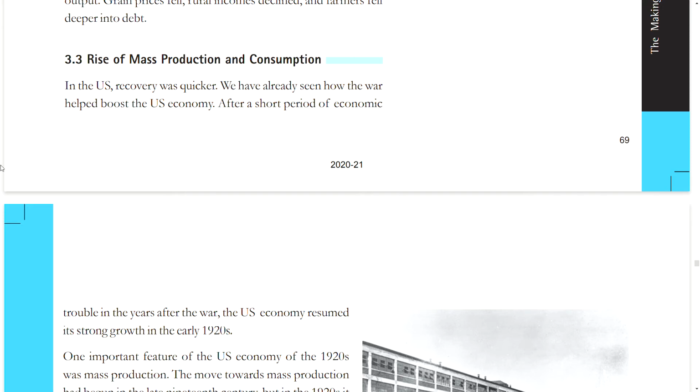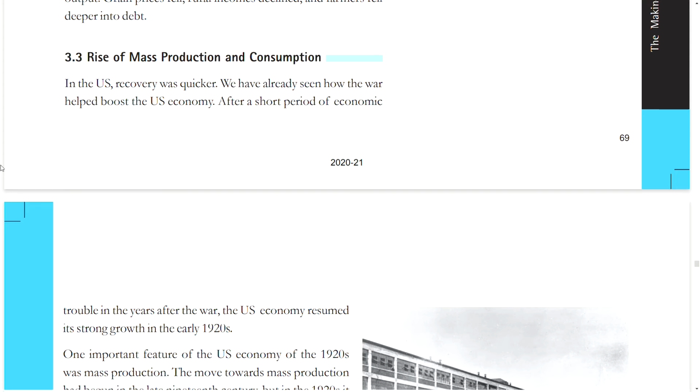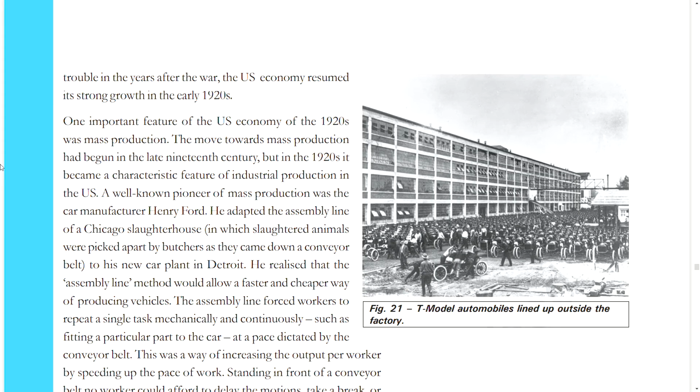Rise of mass production and consumption. In the US, recovery was quicker. We have already seen how the war helped boost the US economy. After a short period of economic trouble in the year after the war, the US economy returned to strong growth in the early 1920s. Figure: Model T automobiles lined up outside the factory.